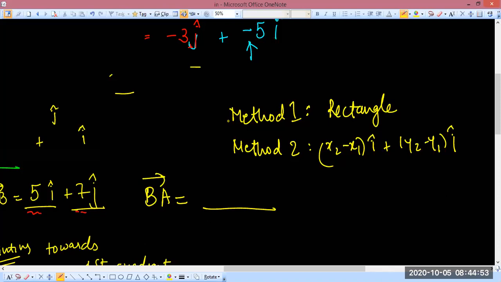Not the quadrant method, just say 1 or 2. Yes, rectangle and quadrant, right? Both are together only. Both are the same, right?